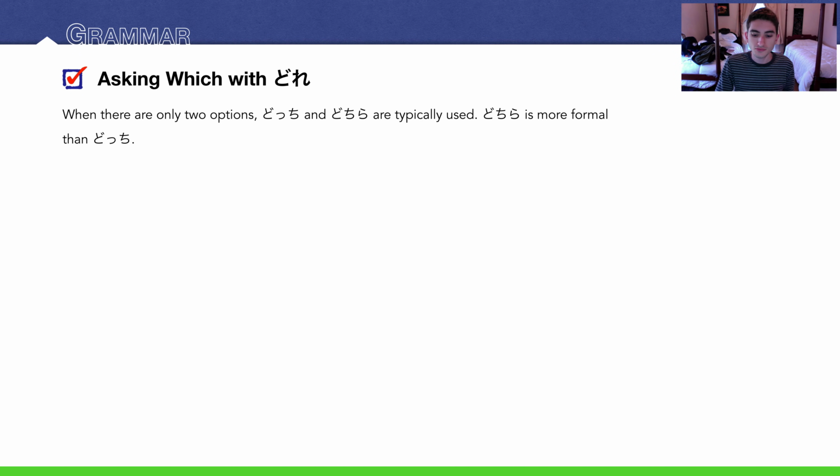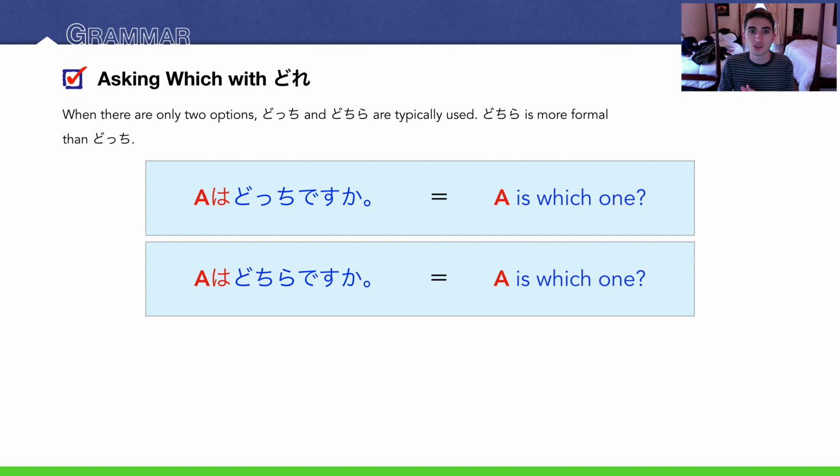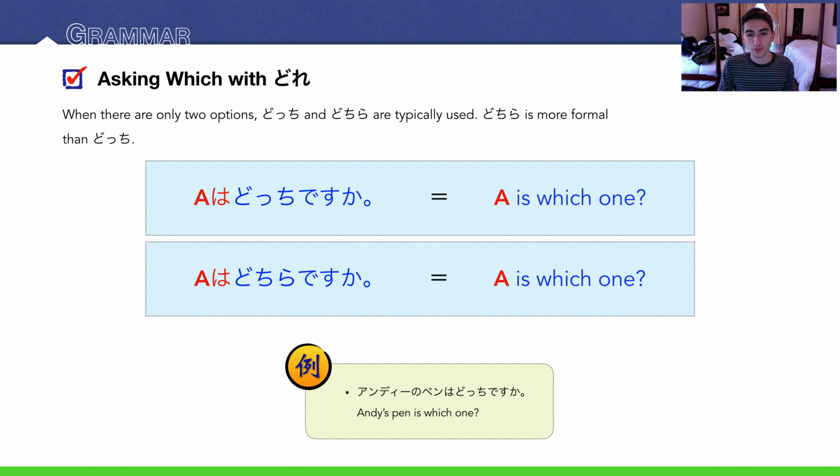Okay. For example, A wa dochi desu ka? A is which one of the two? A wa dochira desu ka? A is which one of the two in a more formal sense? All right. For example, Andy no pen wa dochi desu ka? Andy's pen is which one? And it's implied that there are only two things.